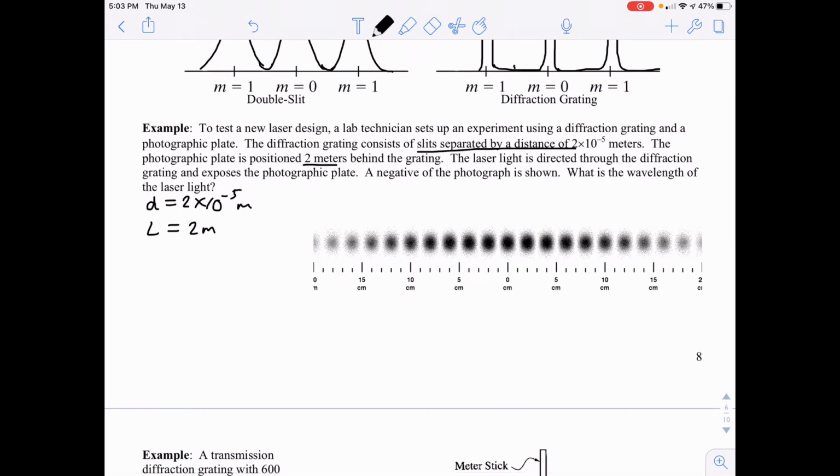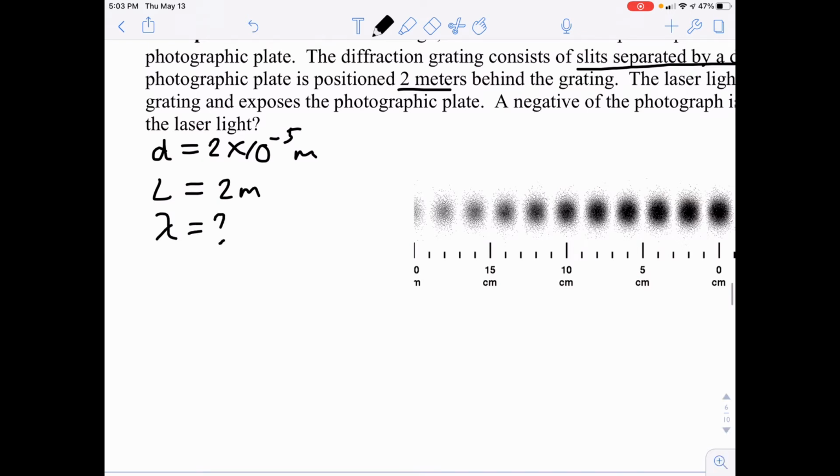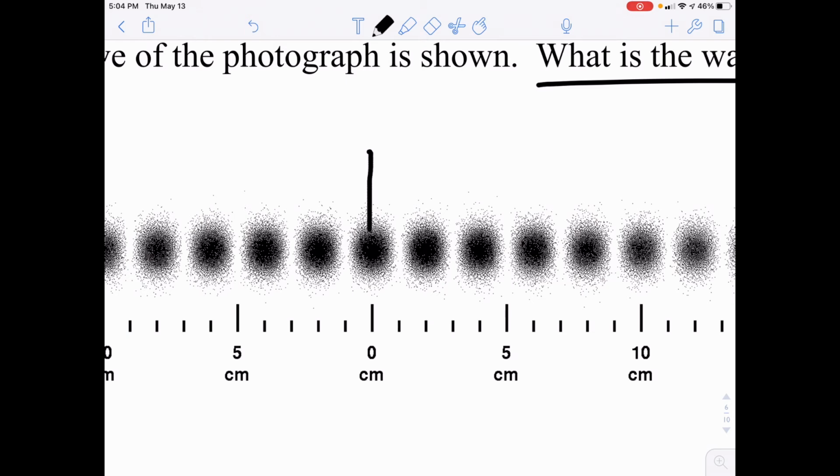The laser light is directed through the diffraction grating and exposes the photographic plate. A negative of the photograph is shown. What is the wavelength of the laser light? So lambda is the unknown. The equation we're going to use, of course, is m lambda equals L over d, with the distance from 0 to the first bright fringe. I'm always going to let m equals 1 unless the problem tells me to focus on a particular bright fringe. So I'm going to focus here. Here is the central maximum. Here is the first bright fringe of m equals 1. And that distance right there would be 2 centimeters.